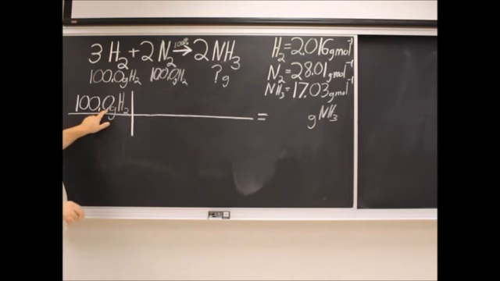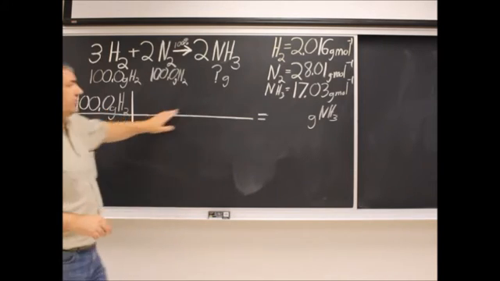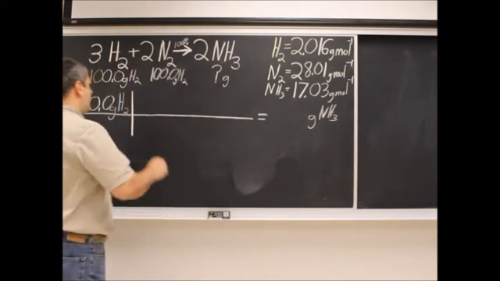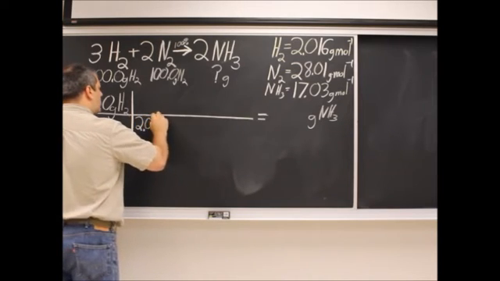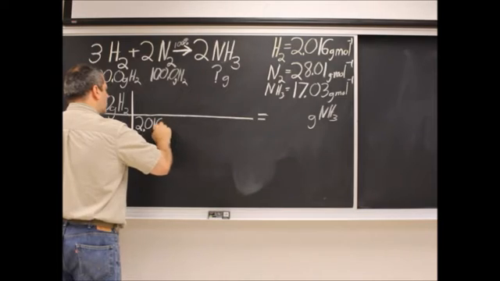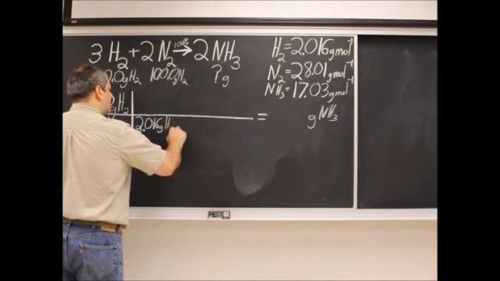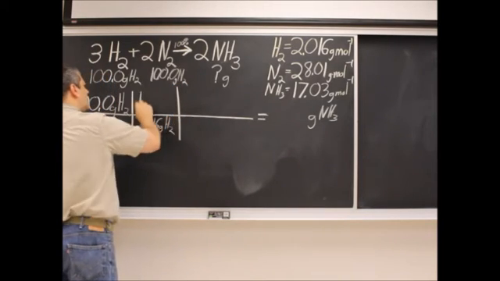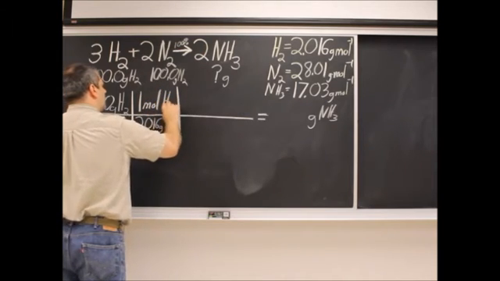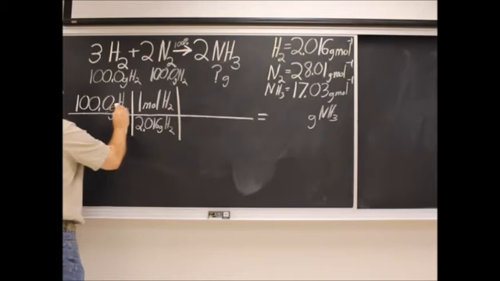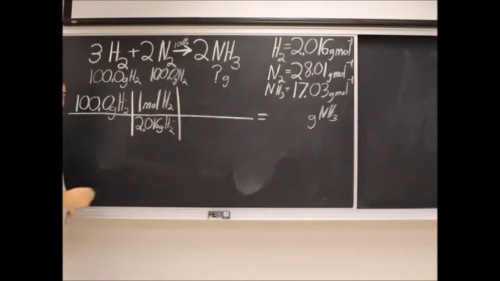Grams of hydrogen needs to be converted to moles of hydrogen. That's why I've got this value here. So 2.016 grams of hydrogen is 1 mole of hydrogen. Grams cancel. Now I'm in the unit of hydrogen mole.